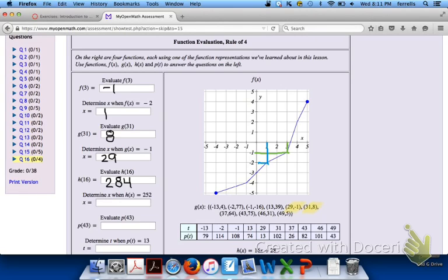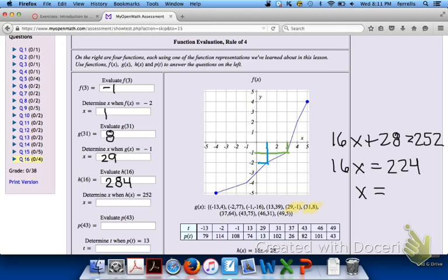Okay. Now the next one asks me to determine x when h of x equals 252. So it's saying, okay, when 16x plus 28 equals 252, what's my x value? Okay, so we've got to go back and do a little bit of algebra here. In order to solve this equation, first thing we have to do is subtract 28, and that's going to give us that 16x equals 224, and now we need to divide by 16, and that's going to tell us that x equals 14.